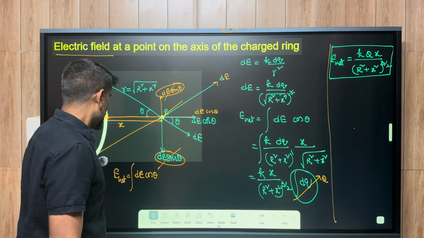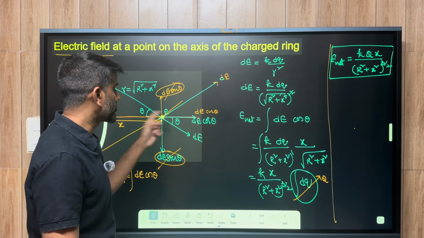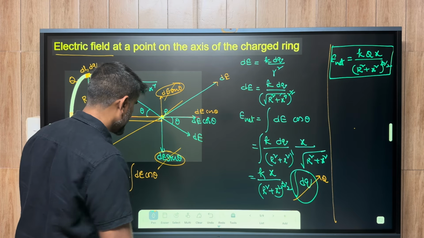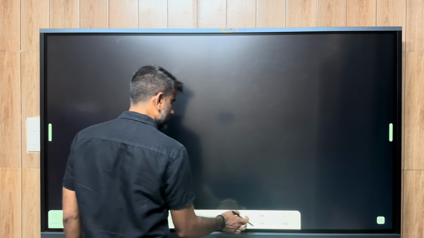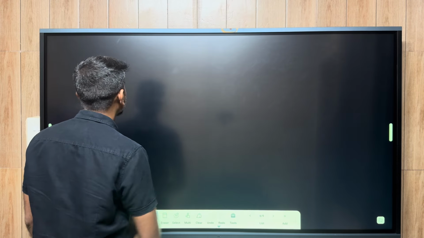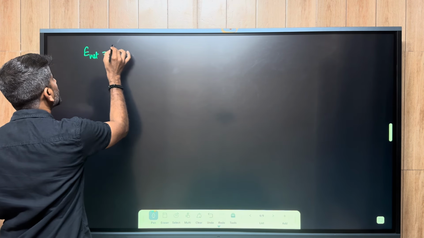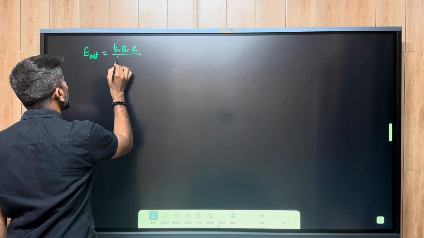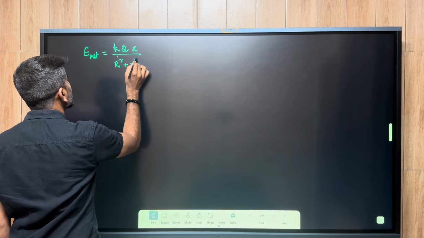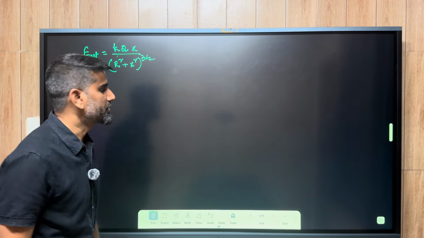Now let us discuss some cases. I'm going to take off all this analysis here. Let us discuss. I'm going to write the formula here. E net is equal to K Q X upon (R square plus X square) whole to the power 3 by 2.